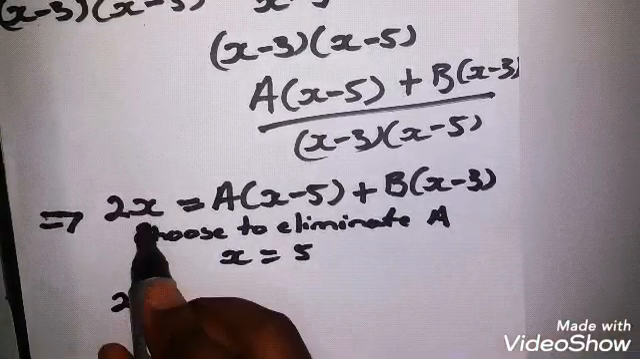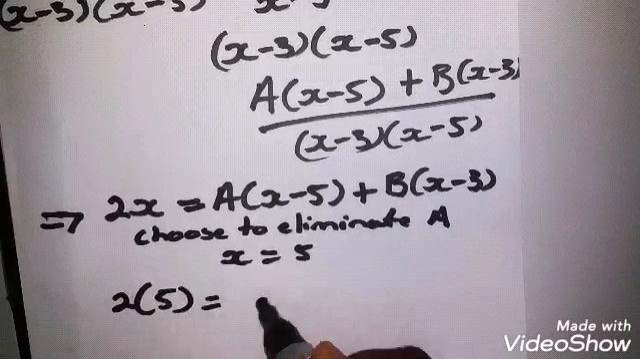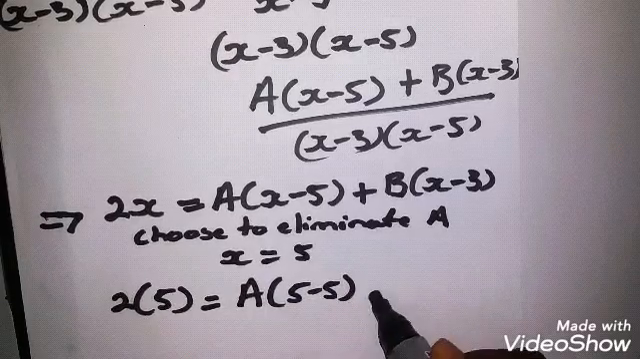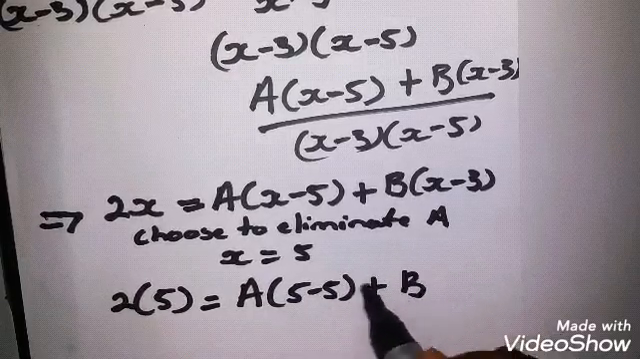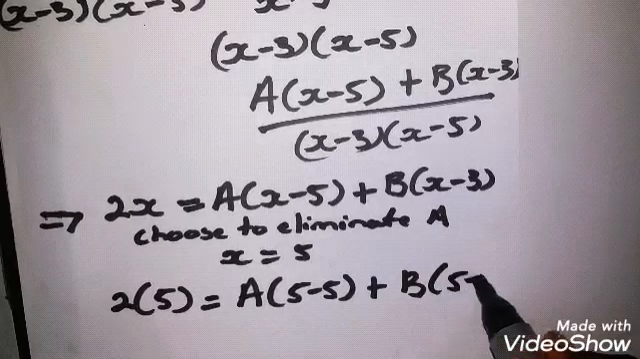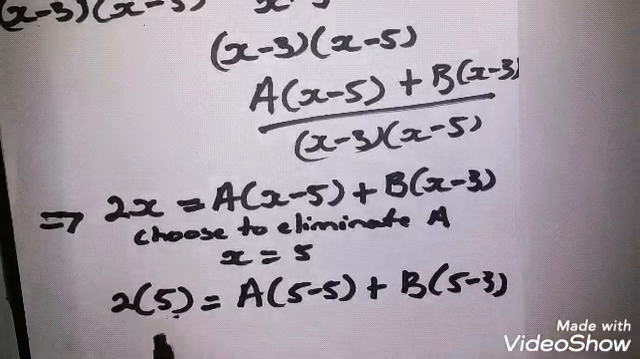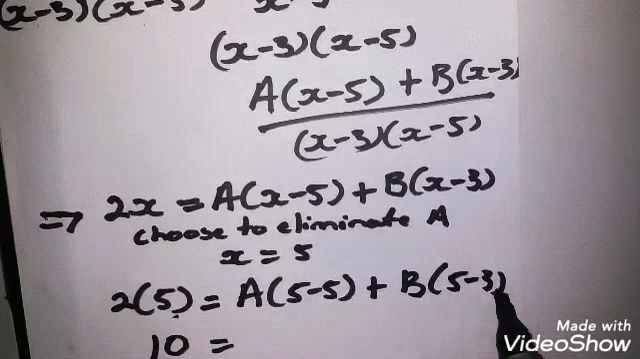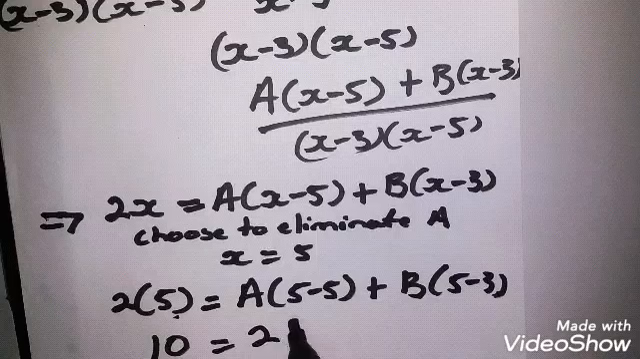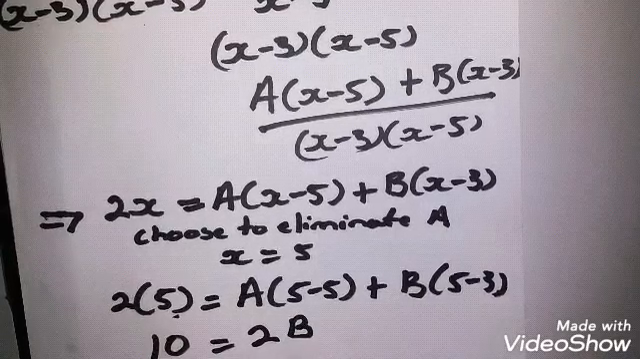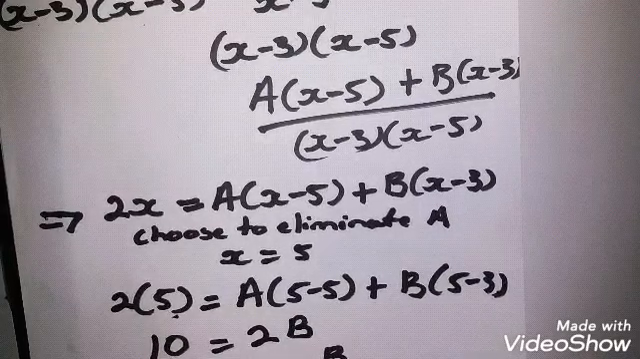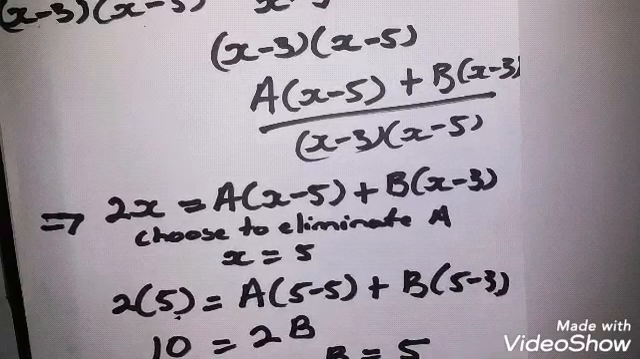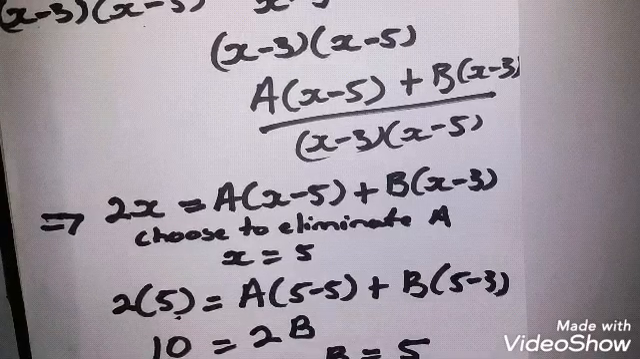So we have 2 times 5 equals A times 5 minus 5 plus B times 5 minus 3. 2 times 5, that gives us 10 equals here 0. B times 5 minus 3, that's 2. So it will be 2B. So this implies B equals 10 divided by 2, which is 5. We've got our value for B.